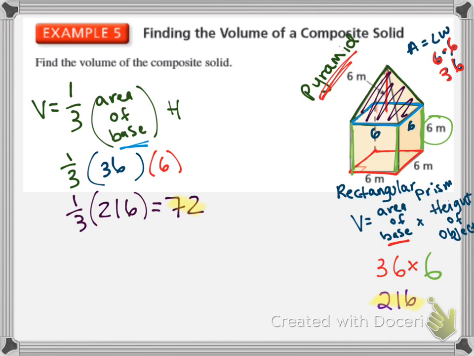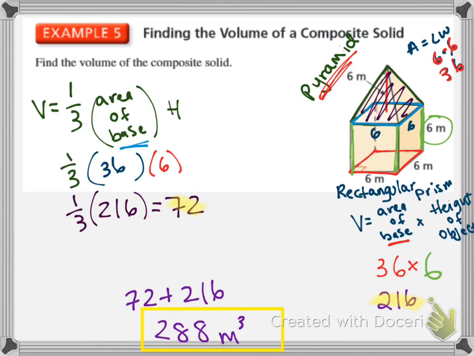So if 72 is the volume of the top and 216 is the volume of the bottom, we're going to add them together and get 288, and it would be meters cubed. And that is the end of 11.6.